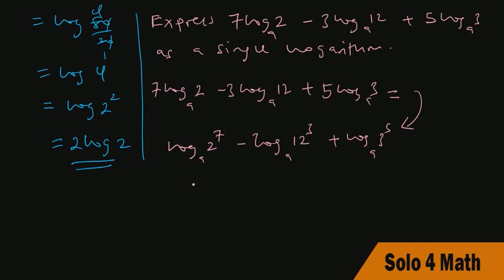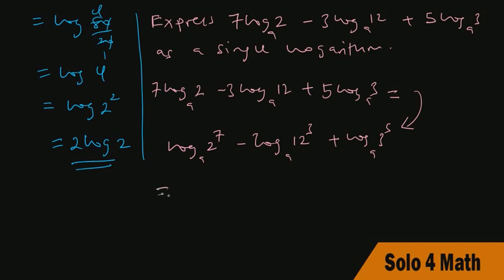So what do we do? Use BODMAS, start from addition. So we shall start by adding this and this, and when we add, we say if the base is the same, then we multiply the arguments.